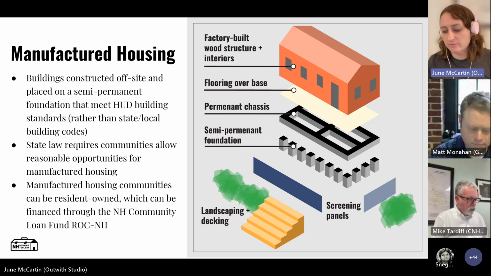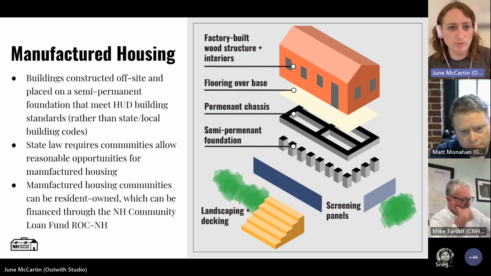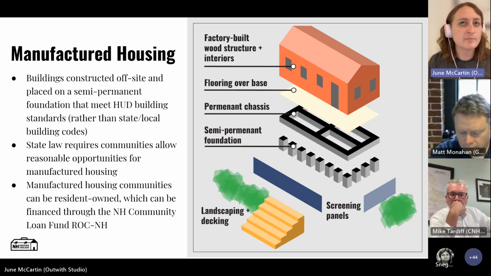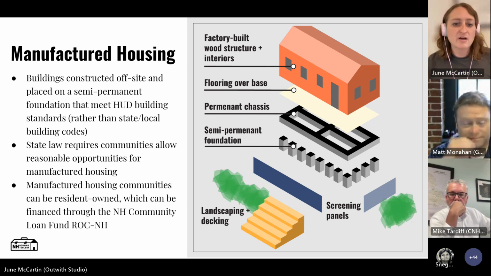Mobile homes are typically those built before 1976 that don't meet the specific HUD standard. You don't really see them built anymore. Manufactured housing would be the sort of specific term that denotes the housing that gets built today. Because it's factory built, it's typically less expensive.